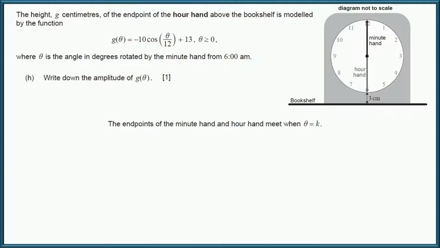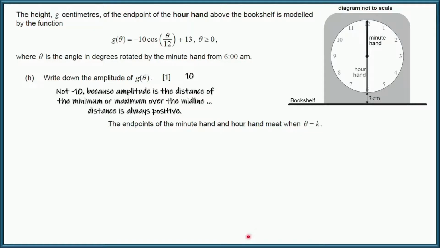Part H says the height G in centimeters, the endpoint of the hour hand above the bookshelf, is modeled by this function where theta is the angle in degrees rotated by the minute hand from 6 a.m. So the minute hand's going around, but the hour hand is moving also, and this is the function that models the height of the end of the hour hand above the bookshelf, and it says write down the amplitude. All right. So the amplitude is just going to be 10, right? We don't say negative 10. We just say 10 because amplitude's a distance. It's a minimum or maximum above the midline. Distance is always positive, so just write 10.